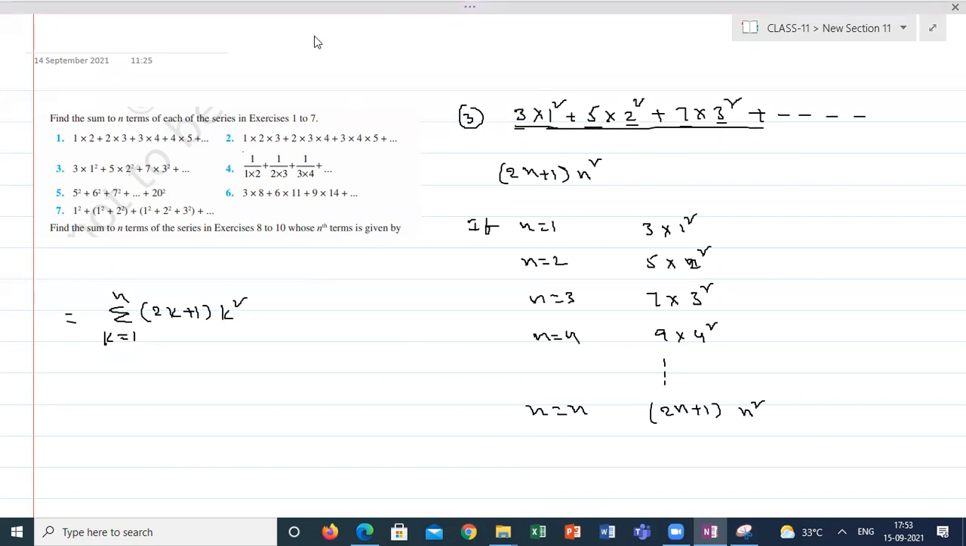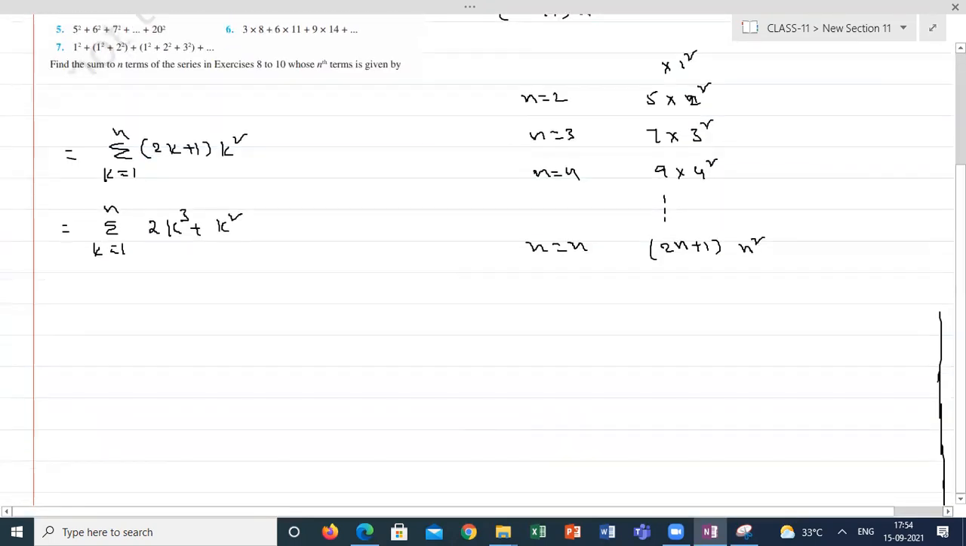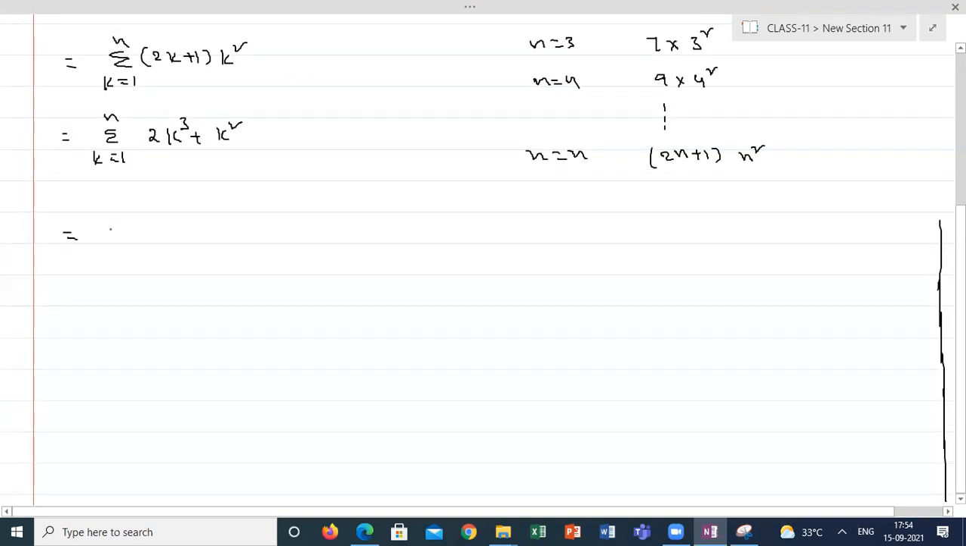Now your job is easy. What do I have to do next? Students, are you clear how I framed this equation? Guys, please respond. Yes, sir, understood. So again, same. Convert everything into either cubes or squares. So this will be 2k cube plus k square. This will be equal to 2 times sigma k is equal to 1 to n k cube plus sigma k is equal to 1 to n k square.